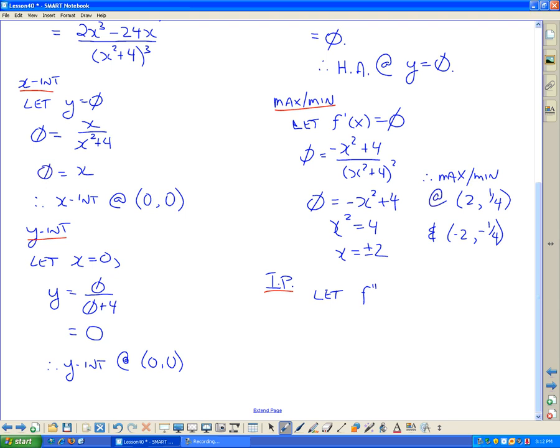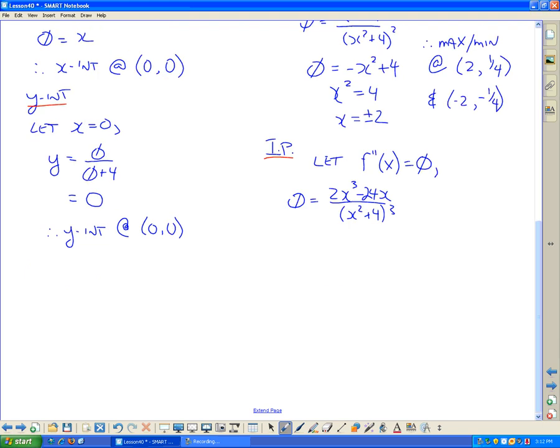Concavity is usually figured out by then, but if necessary, we can go into detail with that. So 0 equals 2x cubed minus 24x over, and because it's a rational function, we just set the numerator equal to 0. That's all we're really looking for here.